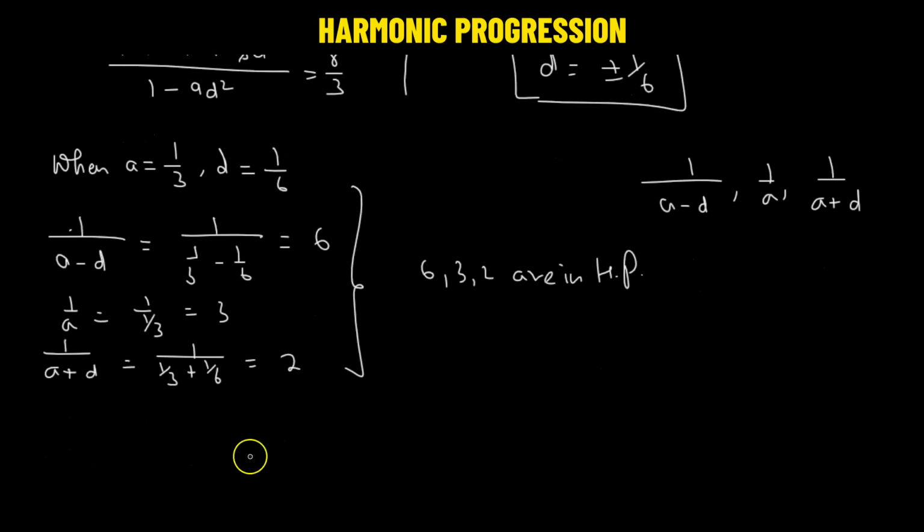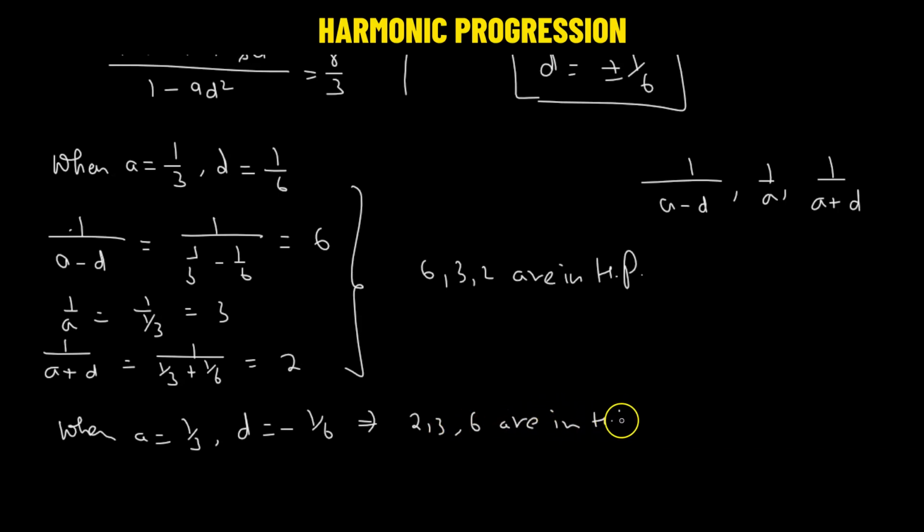And if we choose a equals 1 over 3 and d equals a negative value, negative 1 over 6, then our numbers are going to be 2, 3, and 6. And these three numbers are going to be in harmonic progression.